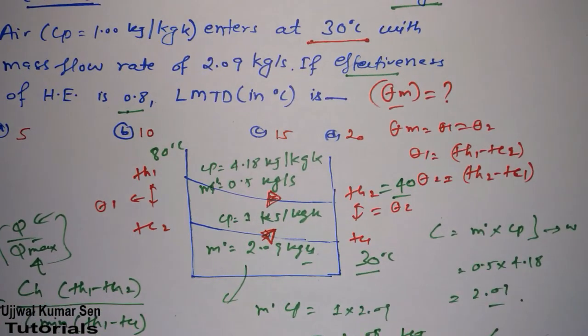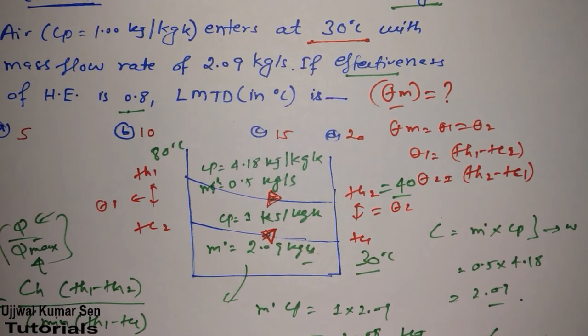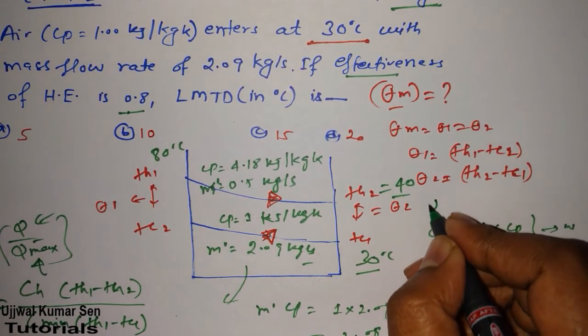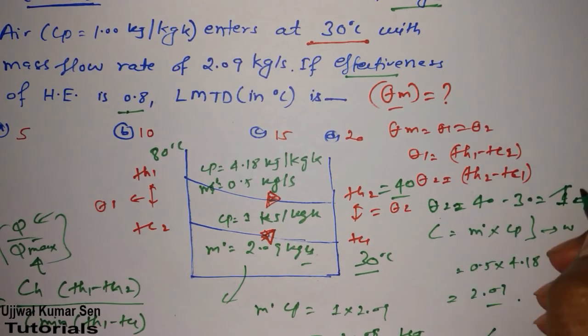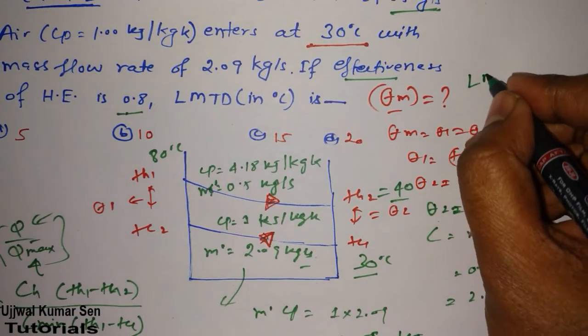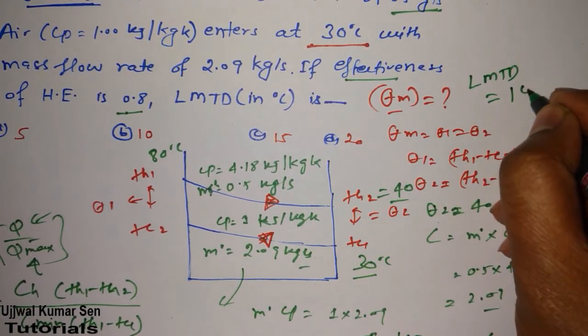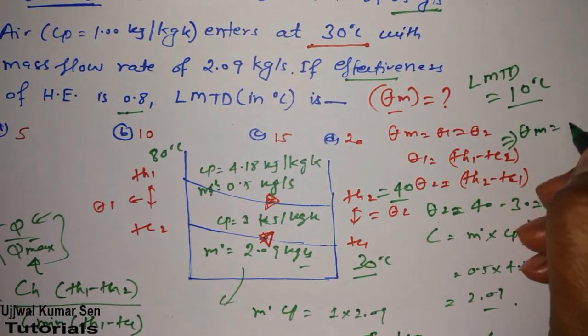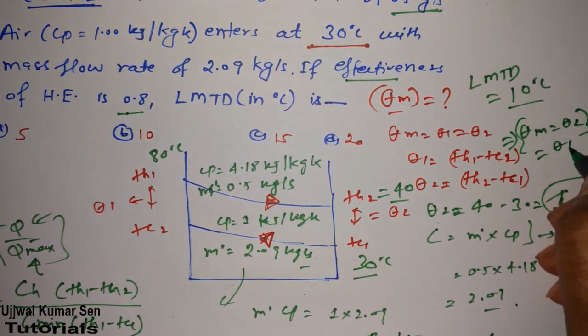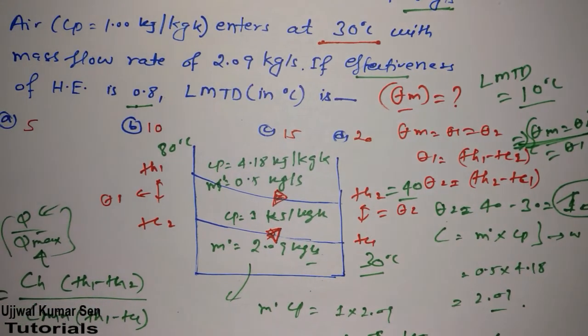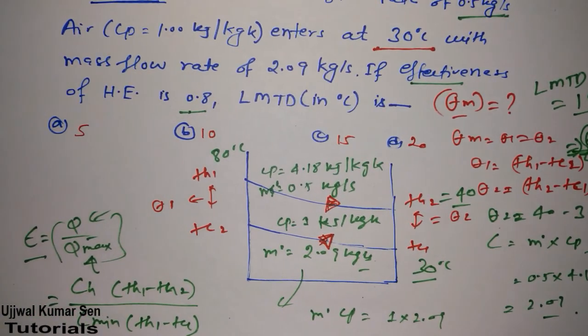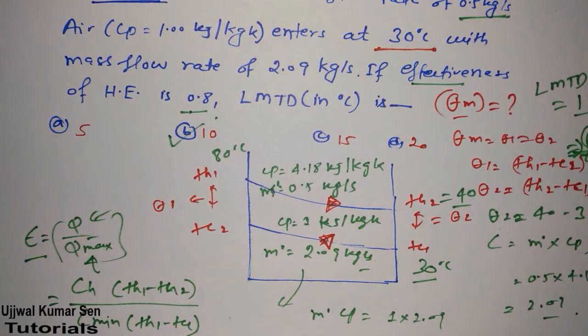As I have already shared with you, in the case of a counterflow heat exchanger, theta 1 is equal to theta 2 is equal to theta m. Based on that, we can say theta 2 is equal to 40 minus 30 is equal to 10 degrees centigrade. Therefore, LMTD for this question is 10 degrees centigrade, because theta m is equal to theta 2 is equal to theta 1. So this condition is applicable here. So the answer for this question is 10 degrees centigrade. Which option is this? Option B. I hope you understand the whole thing.